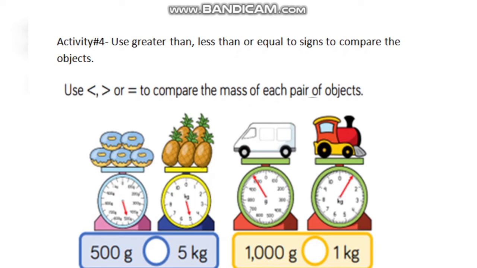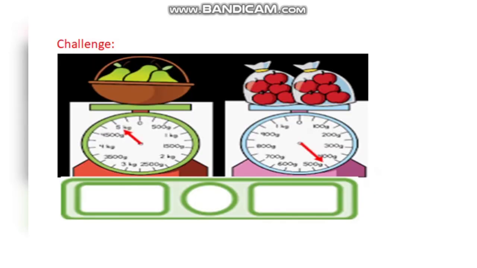In the second one, you have a toy van and a toy train. The toy van says 1,000 grams. The toy train says 1 kilogram. And by now we should remember that those two are exactly the same. So you should know which symbol to use to show that the 2 items are exactly the same.